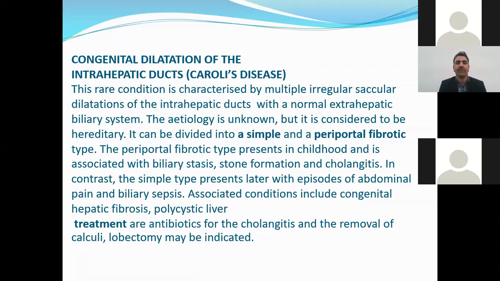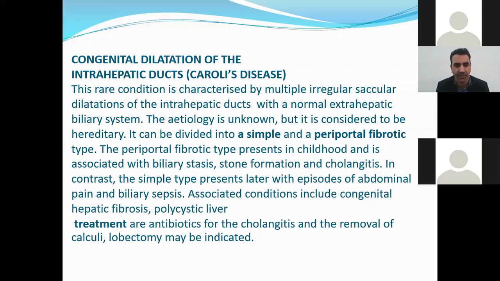The periportal fibrotic type presents in childhood and is associated with biliary stasis, and then stone formation and cholangitis. Any stasis leads to stone formation, and stone formation may lead to infection of the bile duct called cholangitis. In contrast, the simple type presents later on, beyond childhood, with episodes of abdominal pain and biliary sepsis. Associated conditions include congenital hepatic fibrosis and polycystic liver disease.